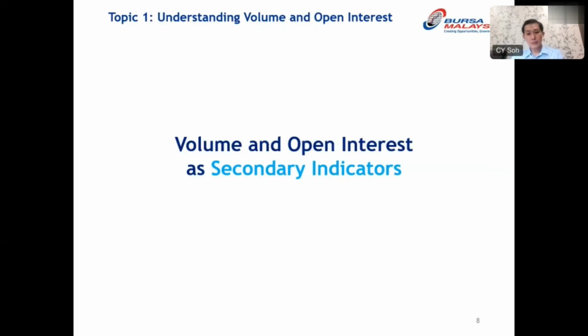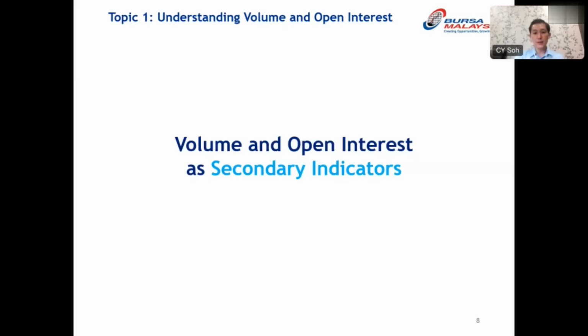First things first, let me set the stage here. Number one is that volume and open interest are commonly used as secondary indicators in technical analysis for you to gain additional insights into the market dynamics and understand the market sentiment. Volume and open interest are not primary indicators like price or moving averages, although these two indicators can provide valuable information when analyzing price movement and making trading decisions.